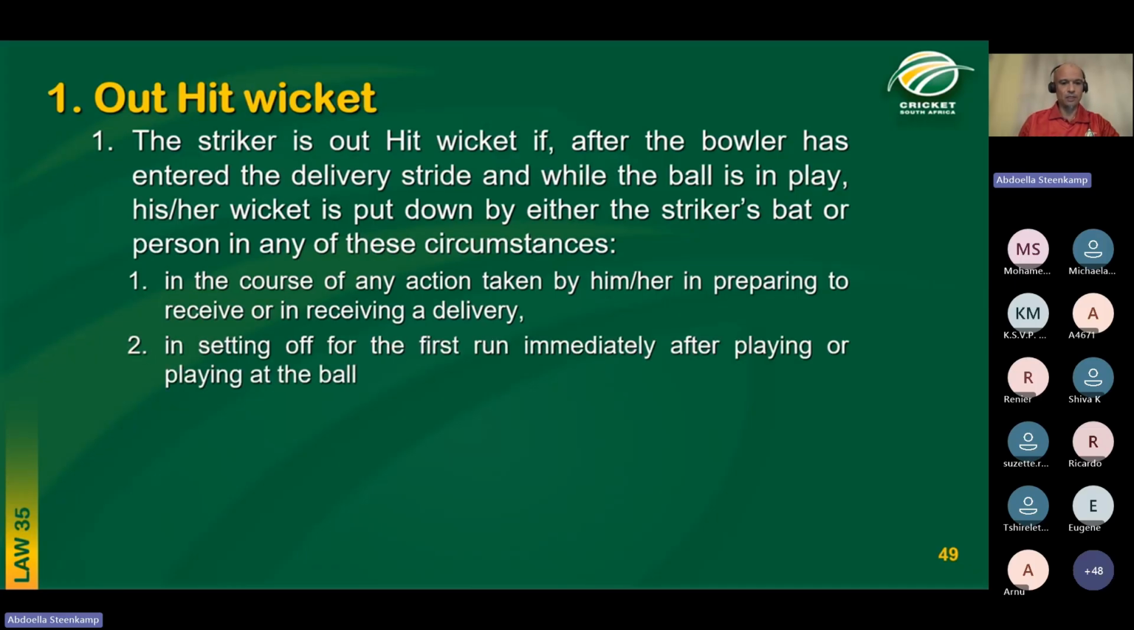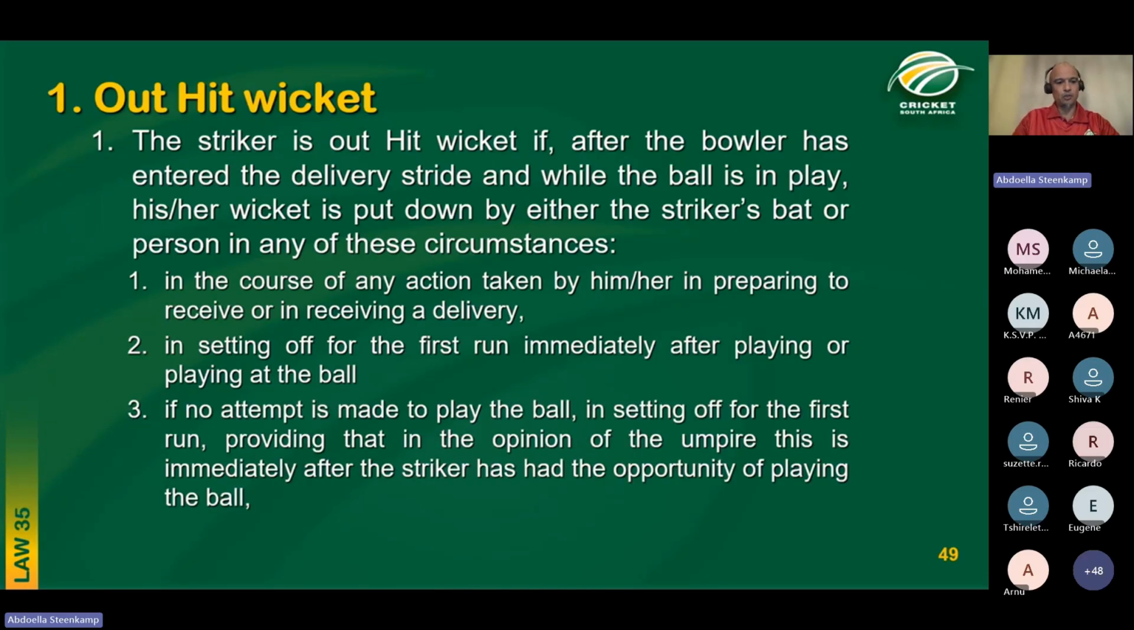Second way to be out hit wicket is in setting off for the first run, and the most important word in the sentence is immediately after playing at the ball. It needs to be immediate. So you hit the ball in the covers and you set off immediately, and if you set off immediately, out hit wicket. We'll see in the video later on where Sachin Tendulkar set off immediately, and because he set off immediately, that's why he was given out hit wicket. But it needs to be immediate. If there's any delay and then you put the wicket down in setting off for that first run, not out.